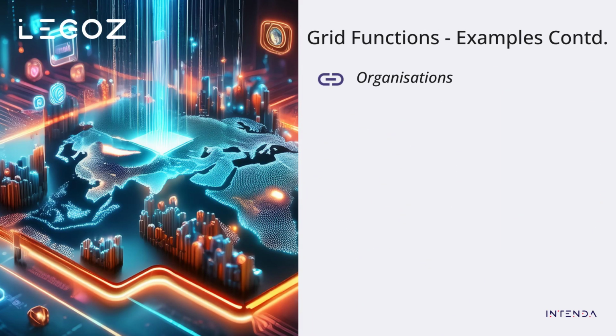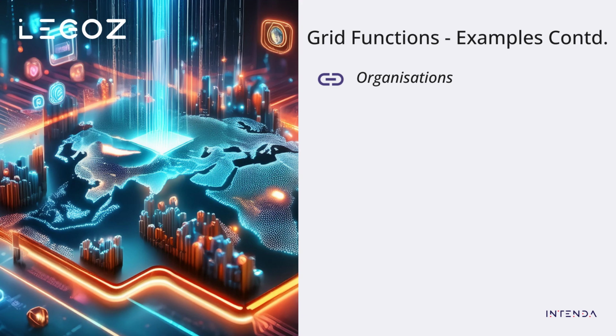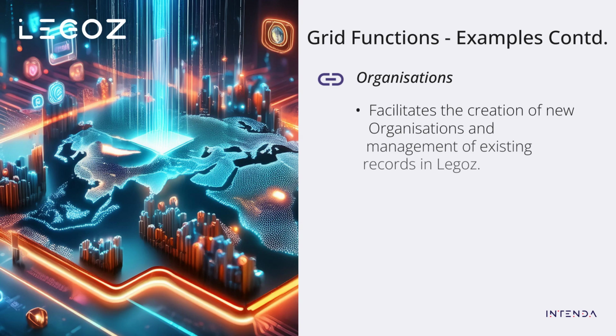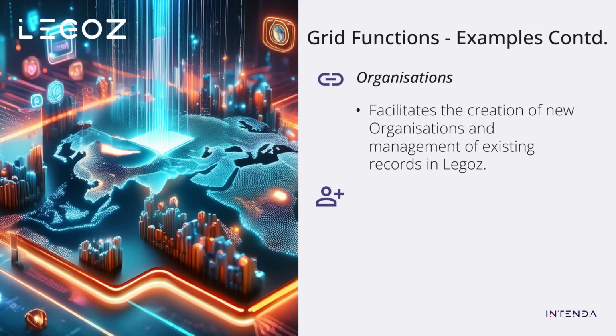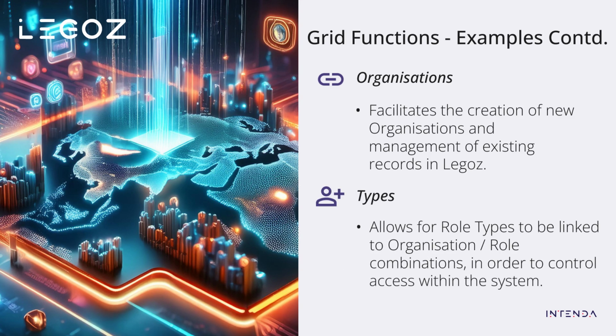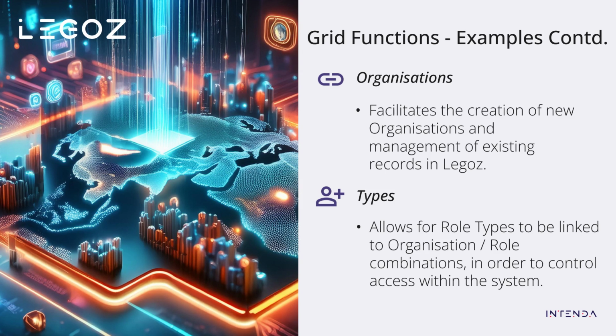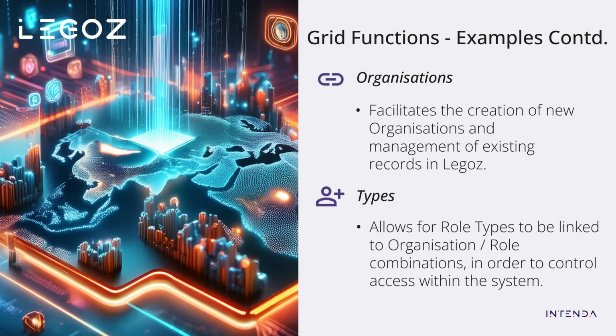Organization refers to the name of the company or organization that users will have access to, and for which data objects will be created. This function facilitates the creation of new organizations in Legoz and the management of existing records. A role type is assigned to a role using this function to determine its functionality within the system. Role types define the specific actions or operations users can perform based on their roles.